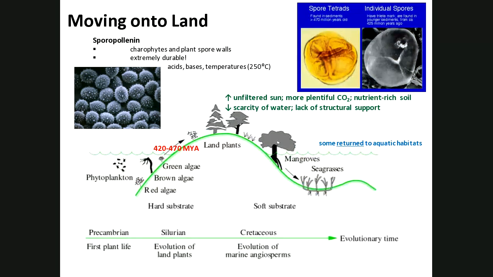So in some cases, we see organisms that actually move back into aquatic habitats. And what we mean by that is, for example, mangroves and seagrasses. Mangroves and seagrasses are more closely related to land plants than they are to the organisms that gave rise to land plants. You see what I mean?